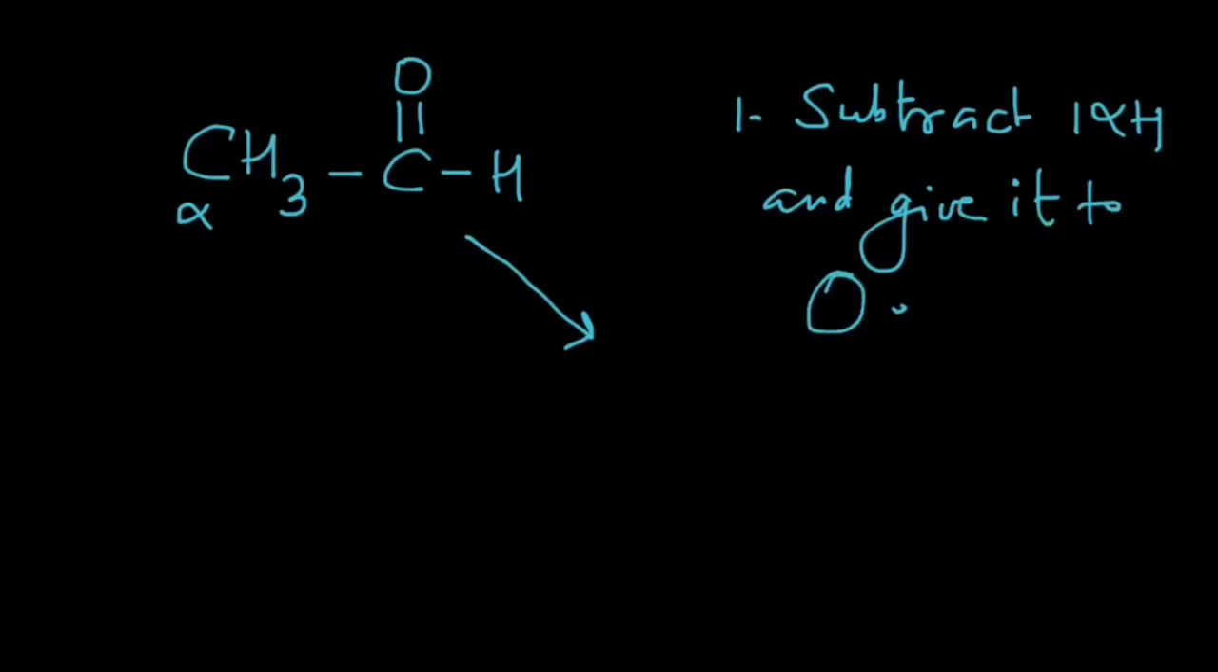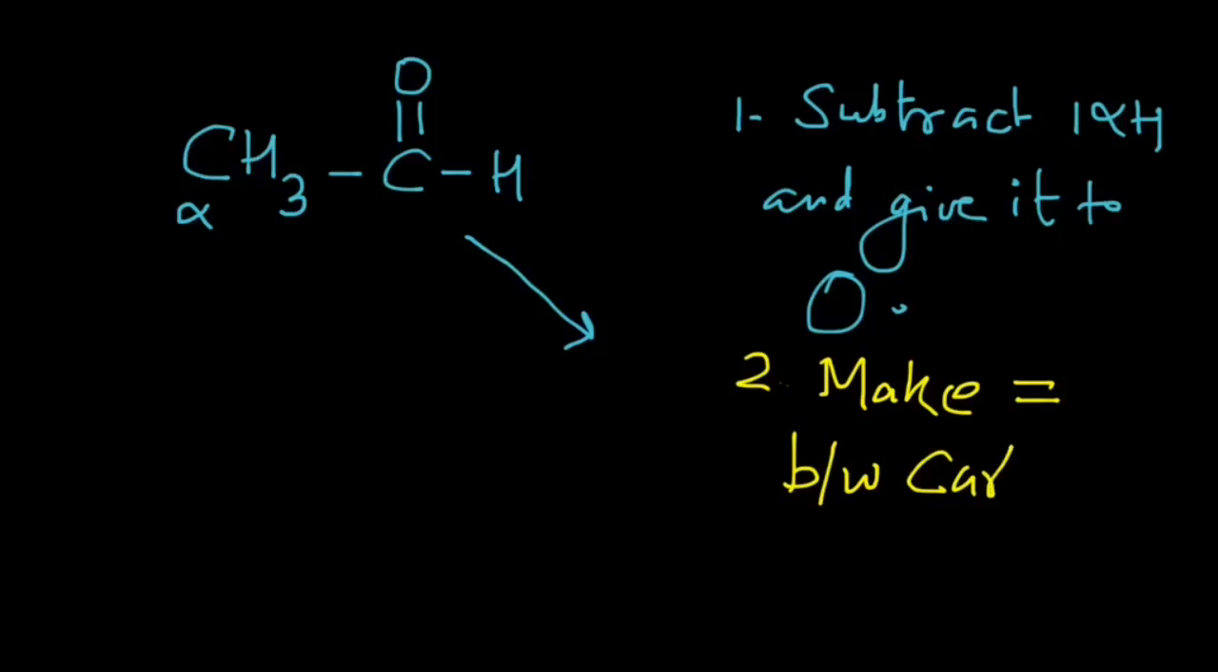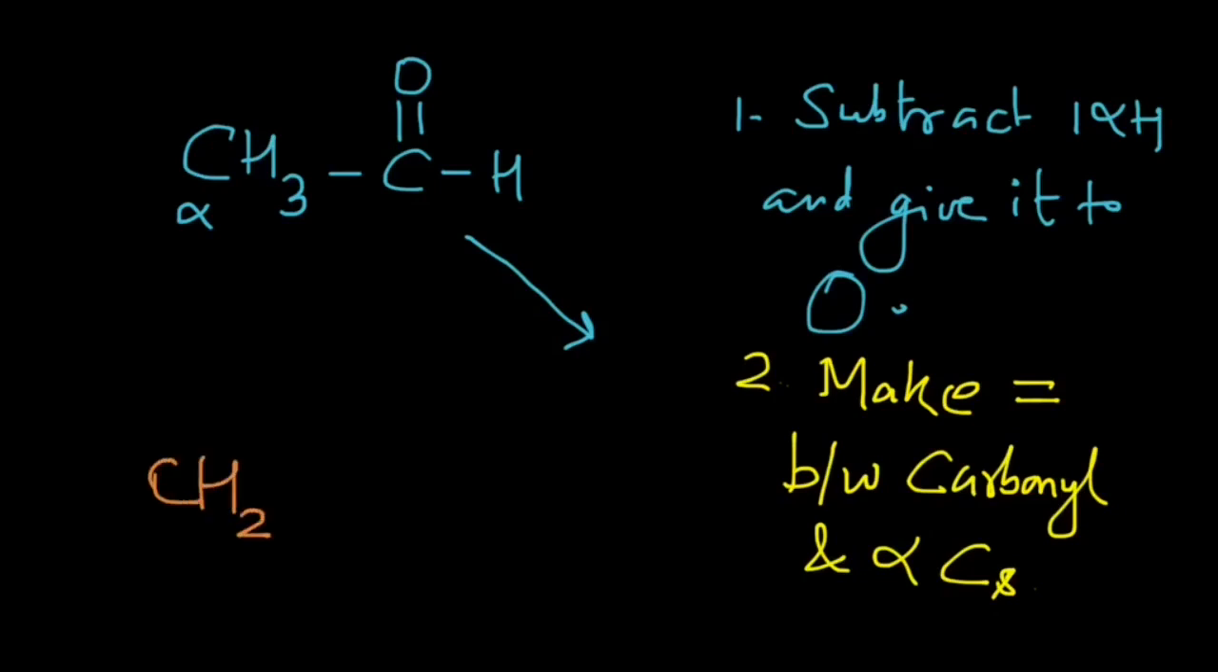And then you make a double bond between the carbonyl carbon and the alpha carbon. So if I have to write the tautomer for this compound, what I will do is take an H from the alpha carbon, it becomes CH2, and give it to the oxygen at the carbonyl carbon, and then make a double bond here and copy the rest of the molecule as same. So this is the tautomer for this compound.